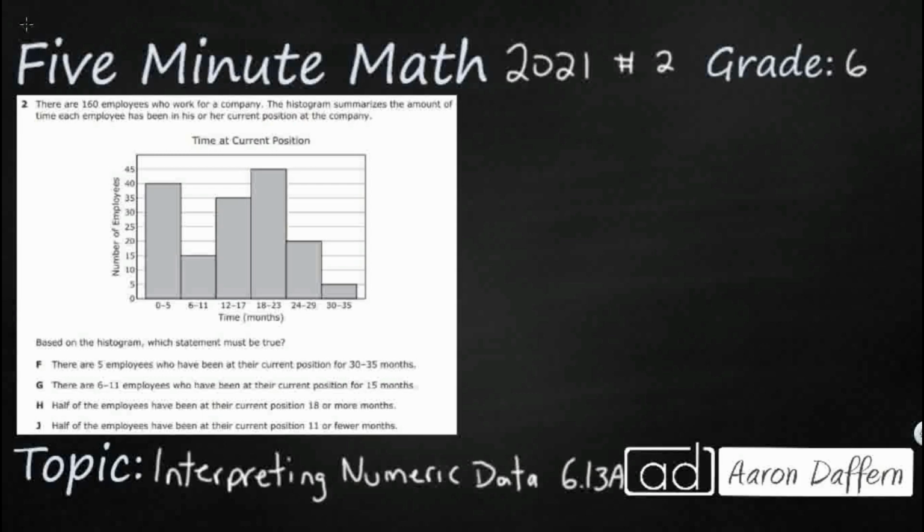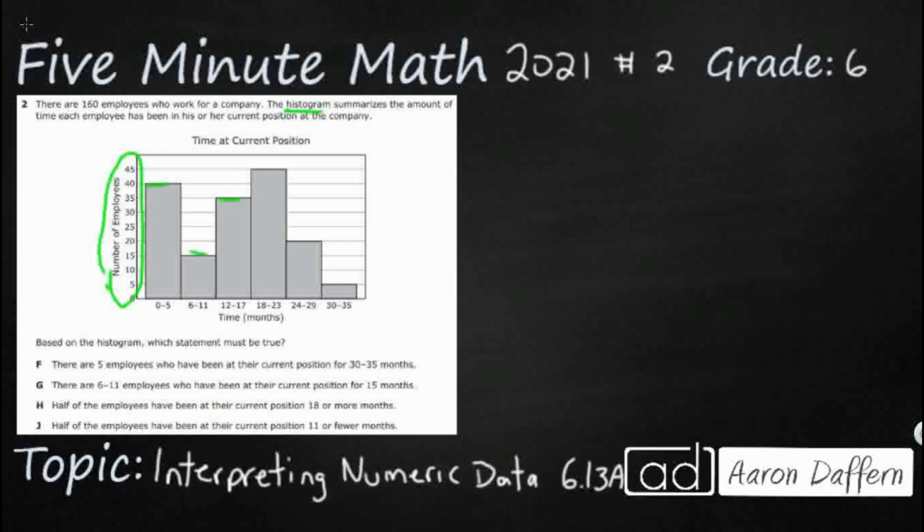So we have 160 employees who work for a company, and we might look like we have a bar graph, but it's actually a histogram. And a histogram acts very similar to a bar graph. We have a scale. It's over here on the left. We are going to see these bars right here.